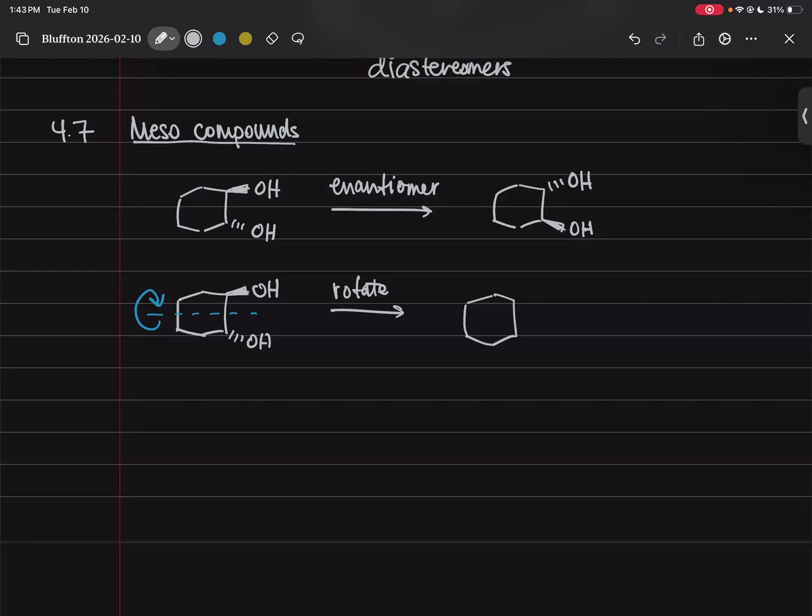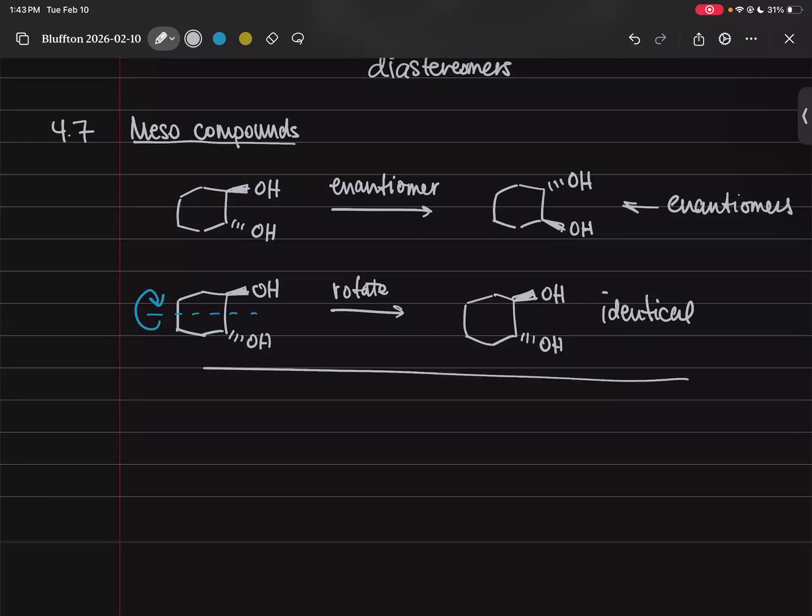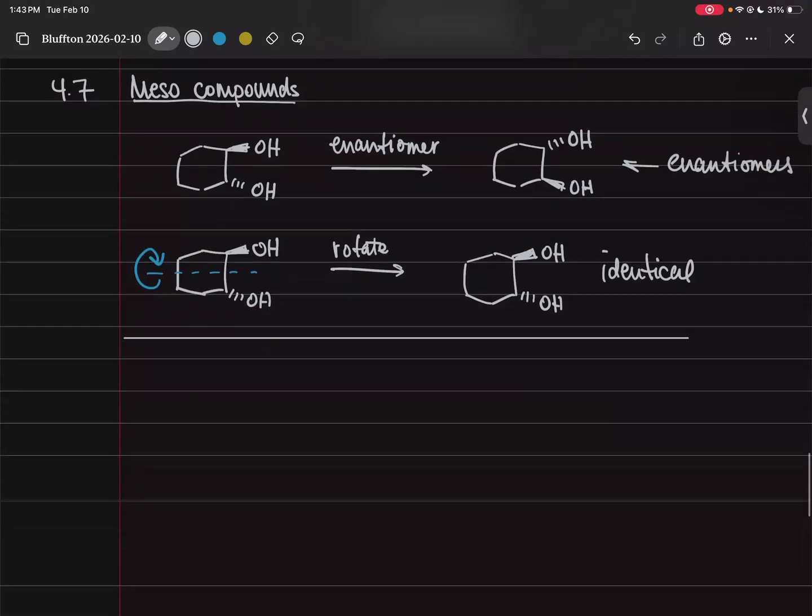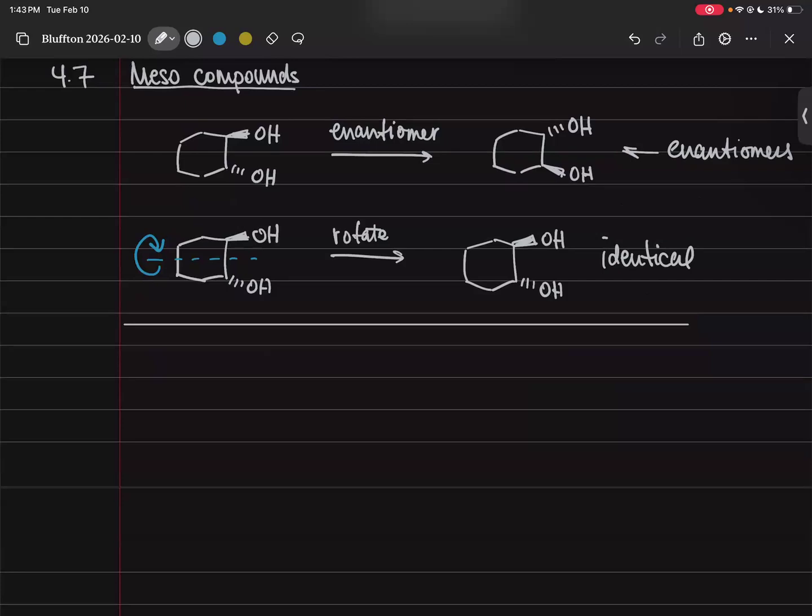So we can't get to that enantiomer structure by rotating it. We just get an identical molecule. So these two are enantiomers of each other. So that's the example where we have a wedge and a hash.